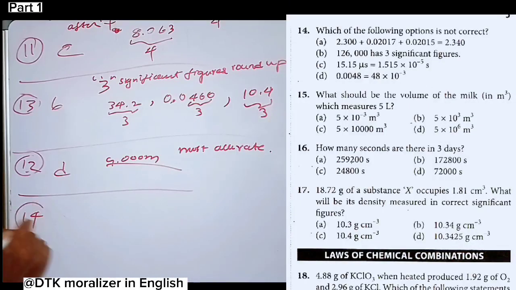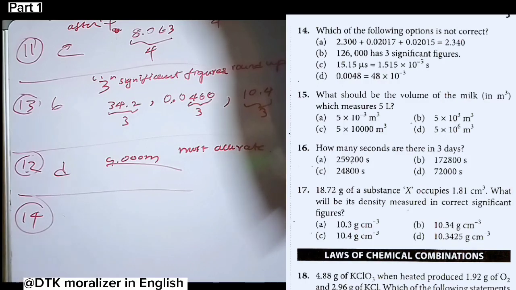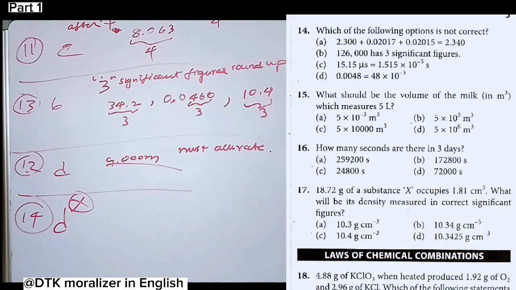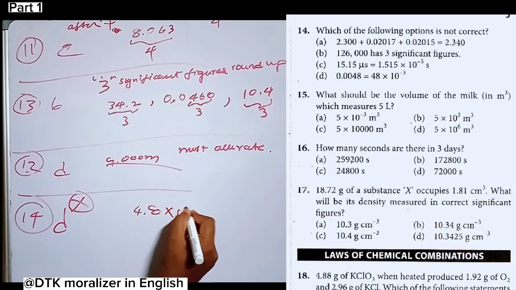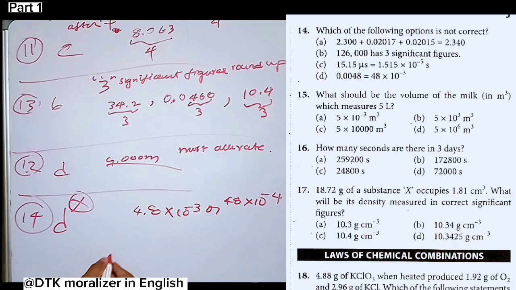Now question number 14. Which of the following options is not correct? So we have to find out the wrong option here. So check the options here. So here option D would be wrong. 0.0048 would be written as 48 into 10 power minus 4. As you can see, 4.8 into 10 power minus 3 or 48 into 10 power minus 4 should be written there.